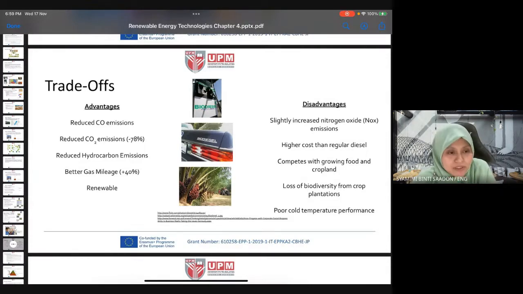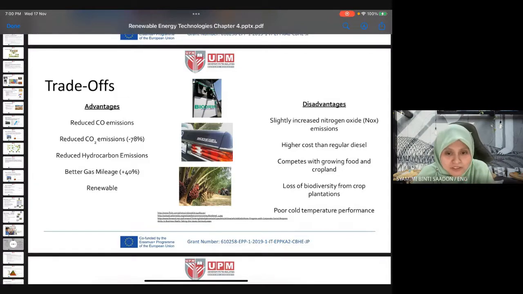Biofuel. Some of the advantages and disadvantages of using this biofuel. First advantage, of course, it can reduce CO2 emissions and particulates, and it is renewable. However, we are still facing these problems: a slight increase in nitrogen oxide, higher cost, it competes with growing food plants, and poor cold temperature performance.